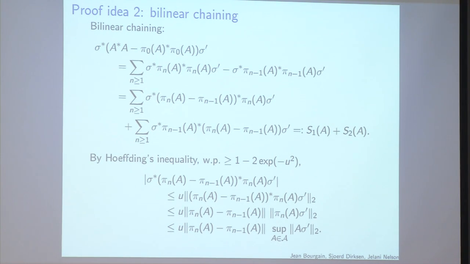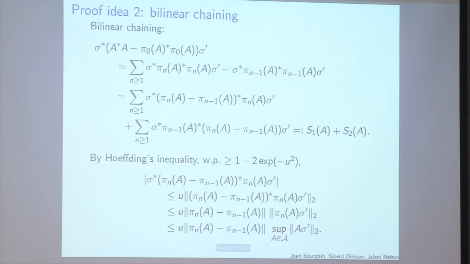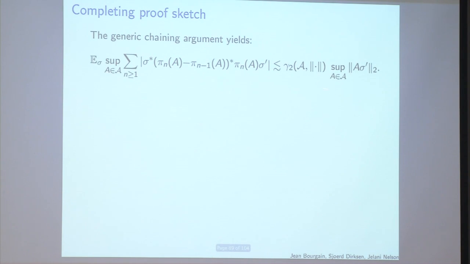If you use this as an ingredient in the chaining argument as Jelani outlined it, with these successive bounds, you end up with the following bound. You can estimate the sup over this first sum by the gamma 2 functional times the sup over A applied to sigma prime. And we're only using the probability in the original random signs here, so we haven't done anything with these independent copies.